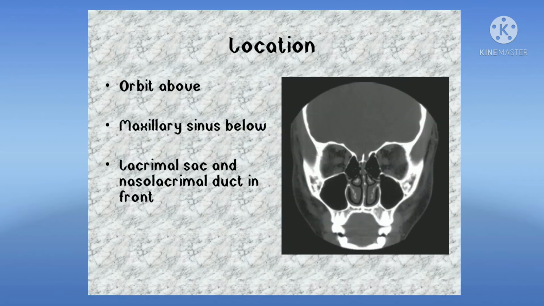air. Next, the location of lateral wall of nose. The lateral wall is separated from the orbit, which is present above with the ethmoid air sinuses, and from the maxillary sinus which is present below, from the lacrimal sac and the nasolacrimal duct which is present in front.